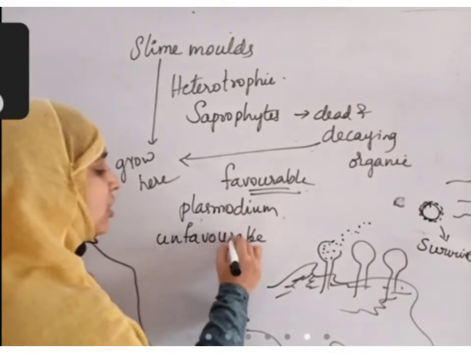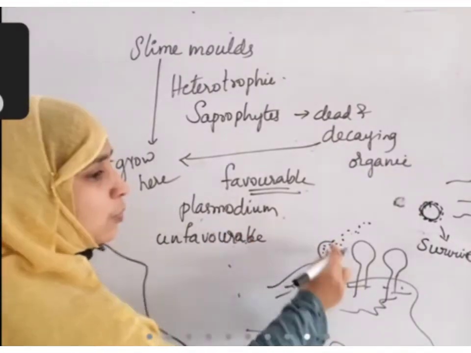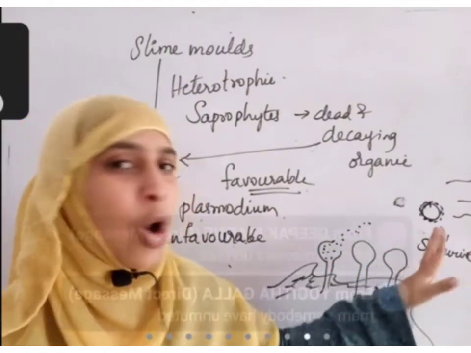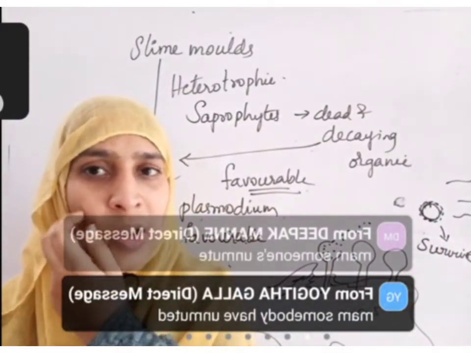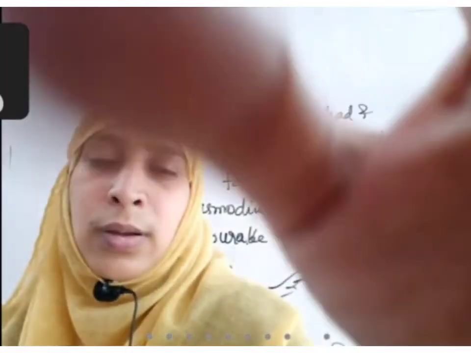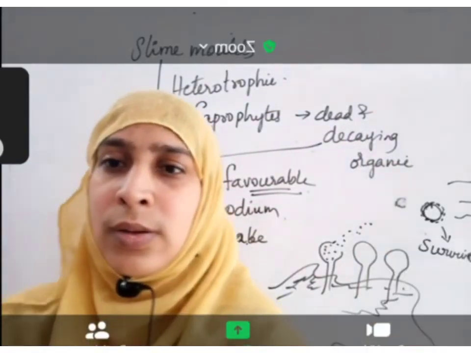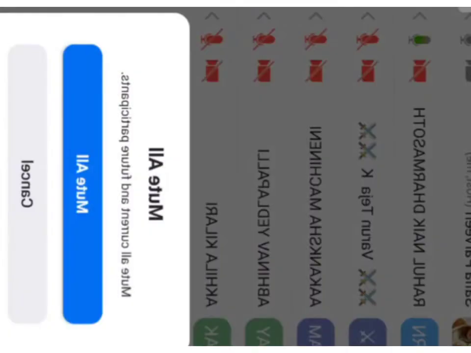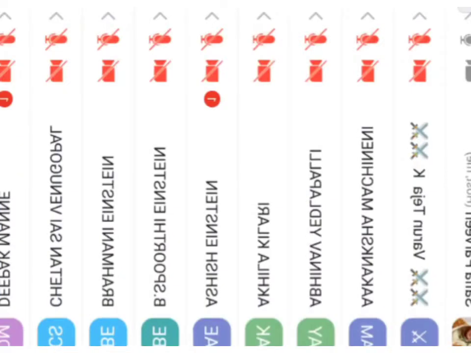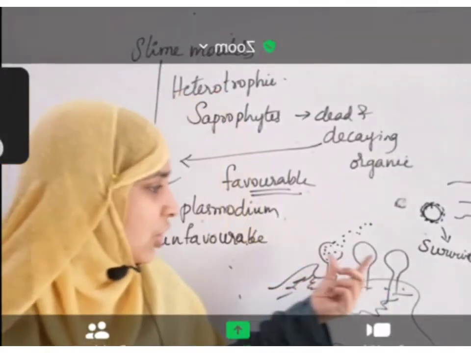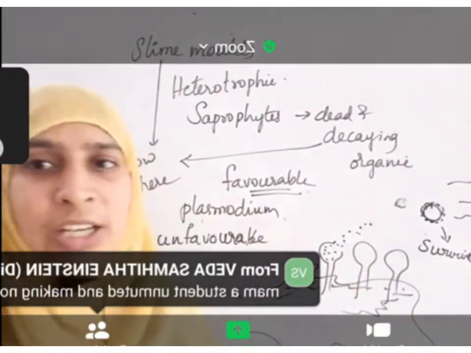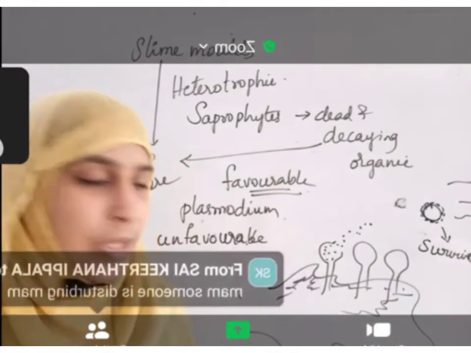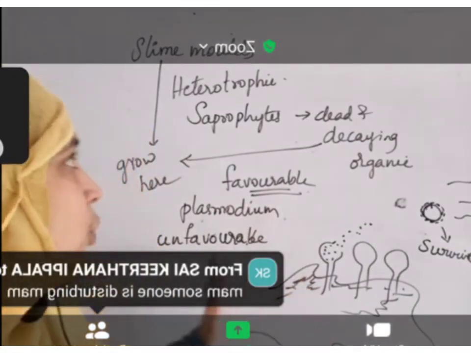When the climatic condition is unfavorable, it will develop spores like this. Those spores will burst open and it can spread in all directions. So that is about slime molds.